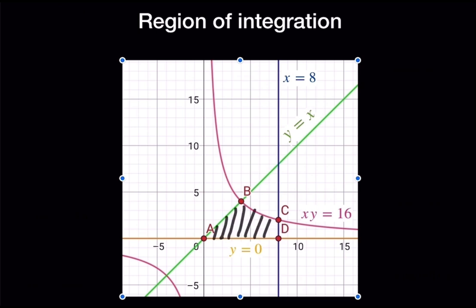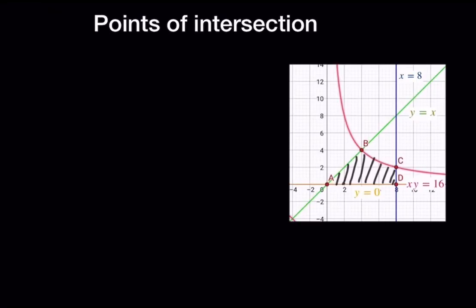This is the required region in the first quadrant. Now, points of intersection. There are 2 points of intersection. Find coordinates of both B and C.